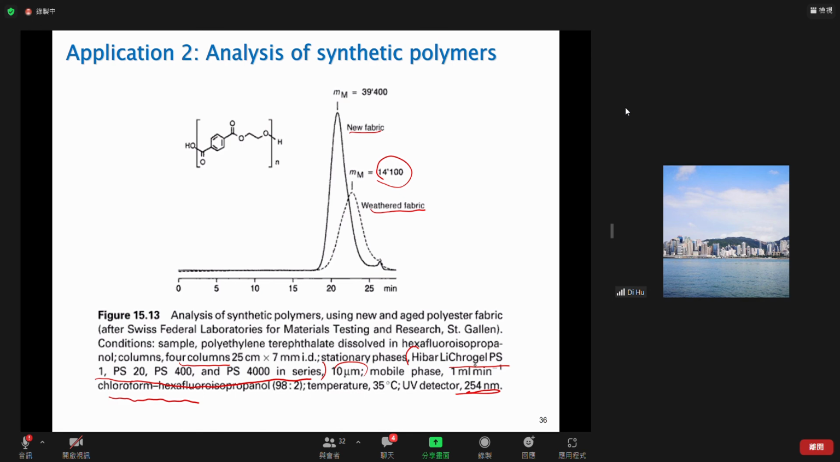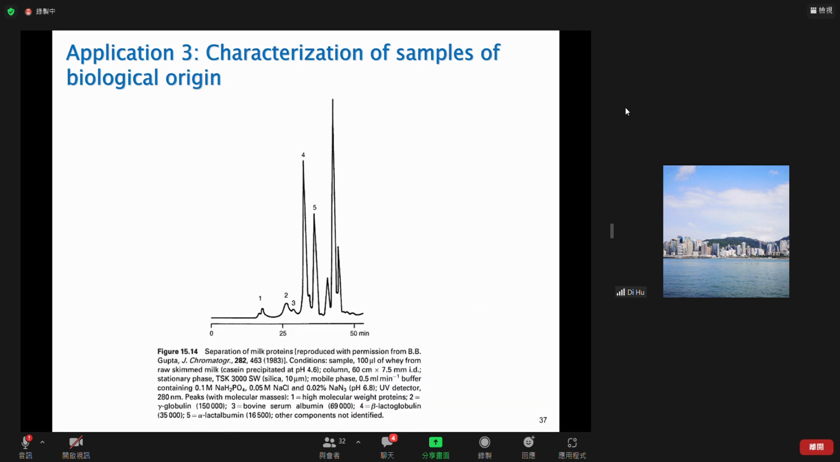So this is a very, very typical condition for that. And this is a separation of a sample of biological origin. So we can see that this is our biological origin, so it should be more water soluble. So it will be gel filtration, no wonder. The stationary phase is porous silica-based particles, 10 micrometer diameter.